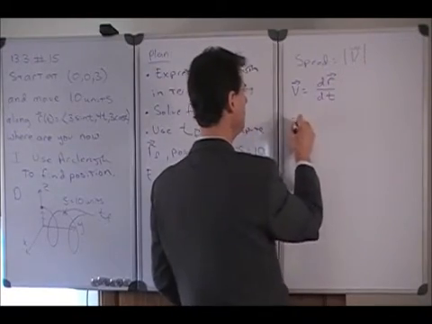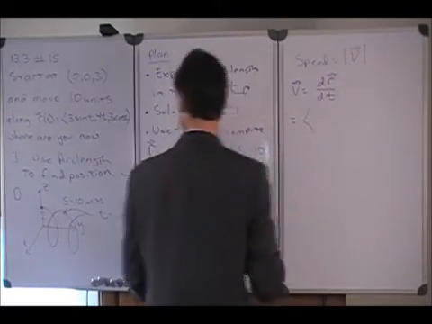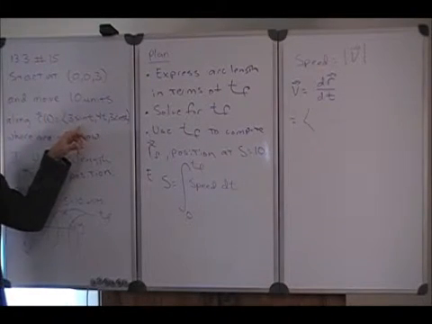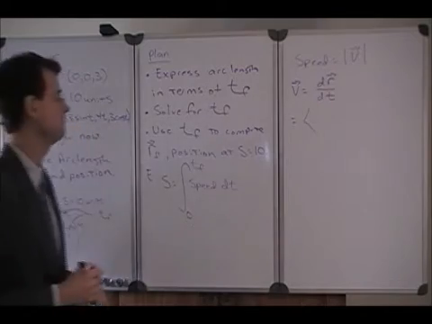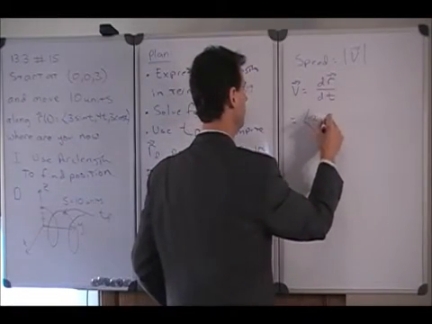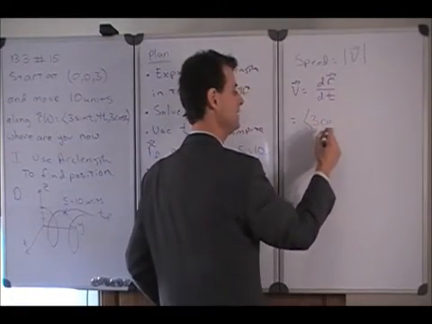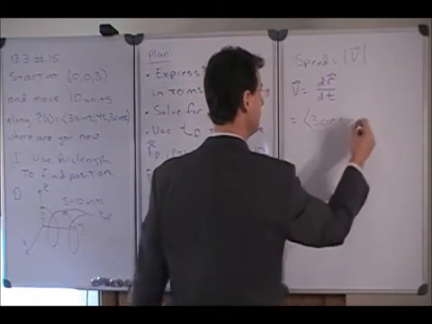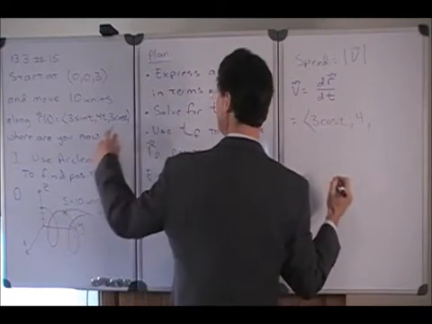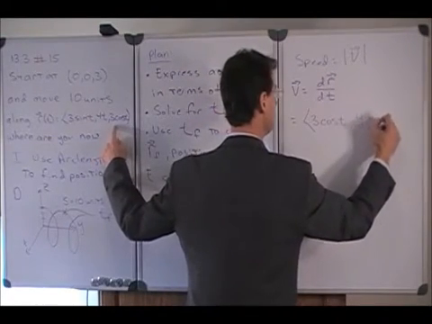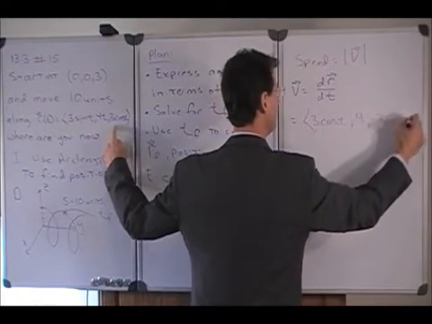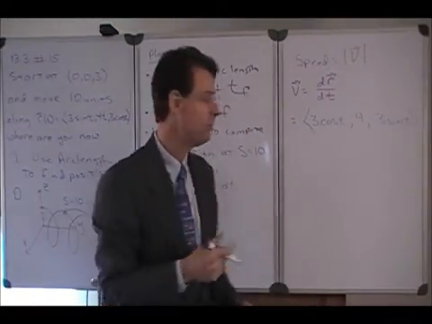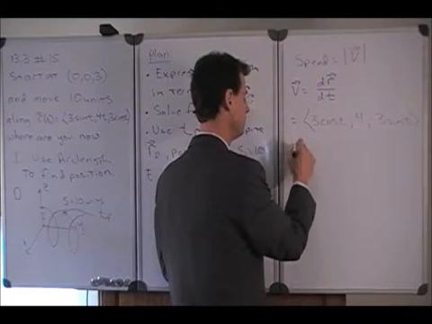So, what is dr/dt? Well, it's the derivative of the x component with respect to time, and the derivative of 3 sine t is 3 cosine t. The derivative of 4t is 4, and the derivative of 3 cos t is negative 3 sine t.